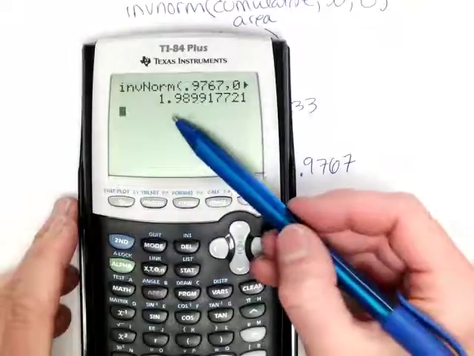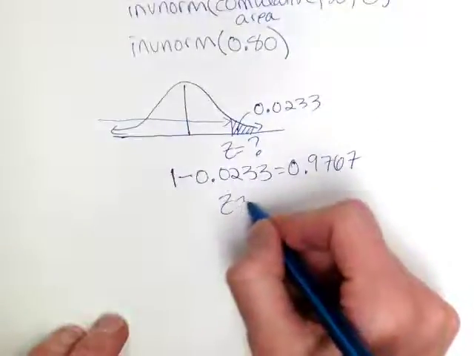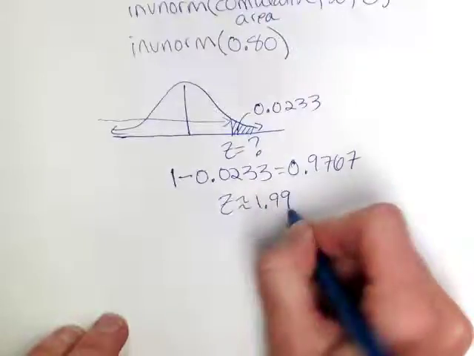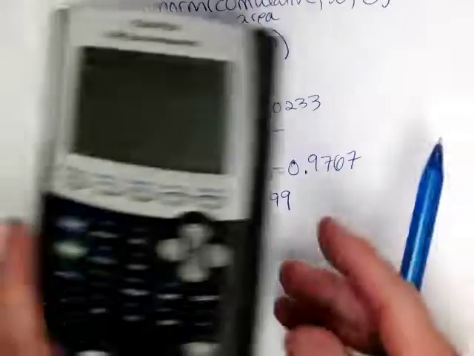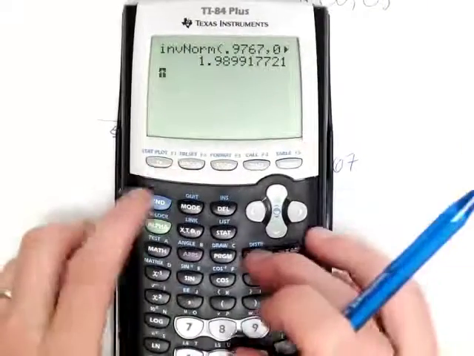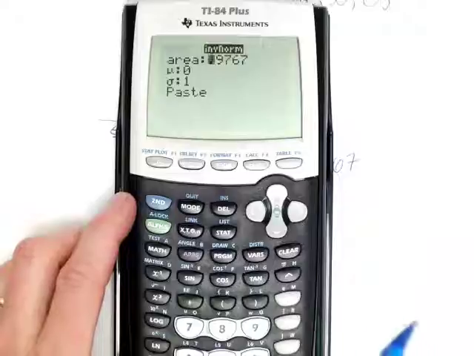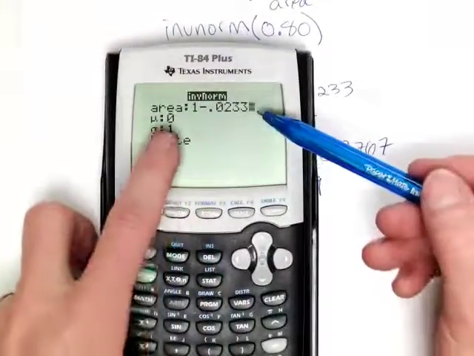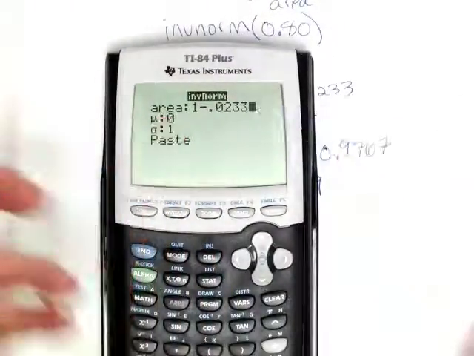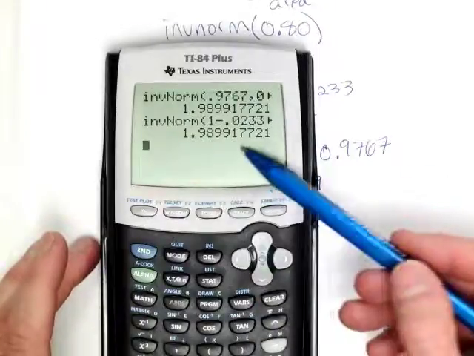Okay, so that z-score is approximately 1.99. Now, if you're super lazy and you don't want to do the subtraction separately, you can go to your distribution menu, and in your area, put 1 minus 0.0233. It should be able to handle that calculation inside there. Okay. And there we go.